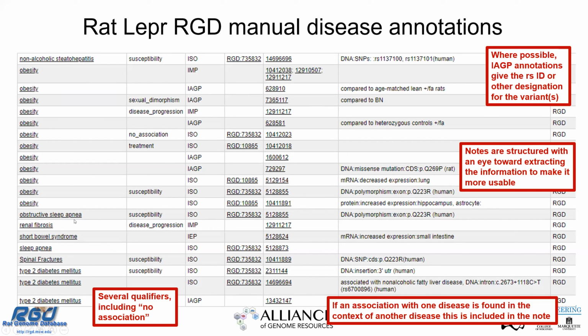And you can see here that we have an annotation, an IEP biomarker annotation, and it gives you information about what the molecule was that changed expression or changed activity. So in this case, it's an mRNA. The expression was increased, and it was shown to be increased in the small intestine, and in the context of short bowel syndrome.